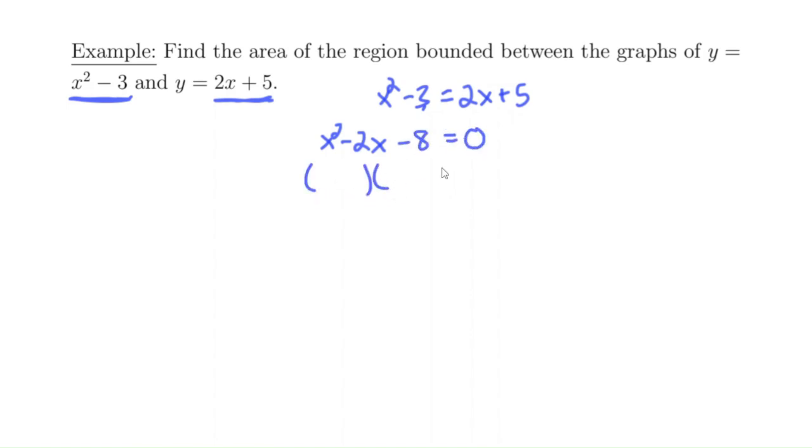And now we solve this by factoring. And the way that this is going to factor is x minus 4 times x plus 2. Notice we have a minus 4x and a plus 2x. That gives us minus 2x. Minus 4 times plus 2 is minus 8.